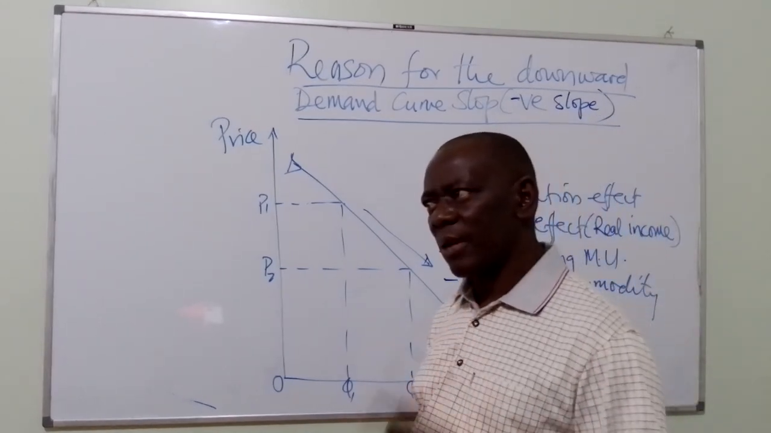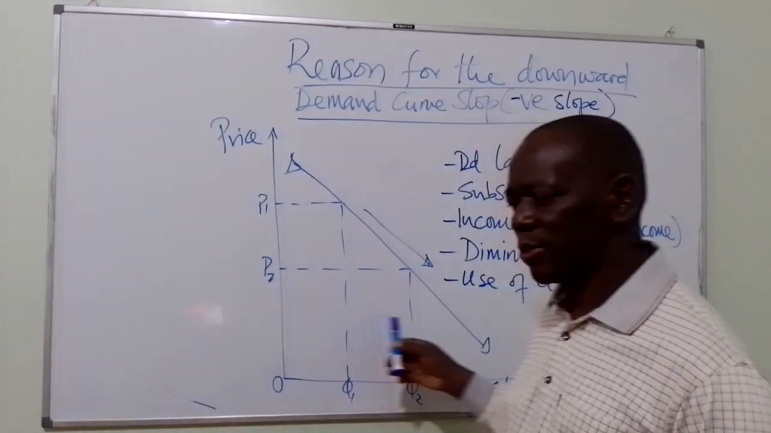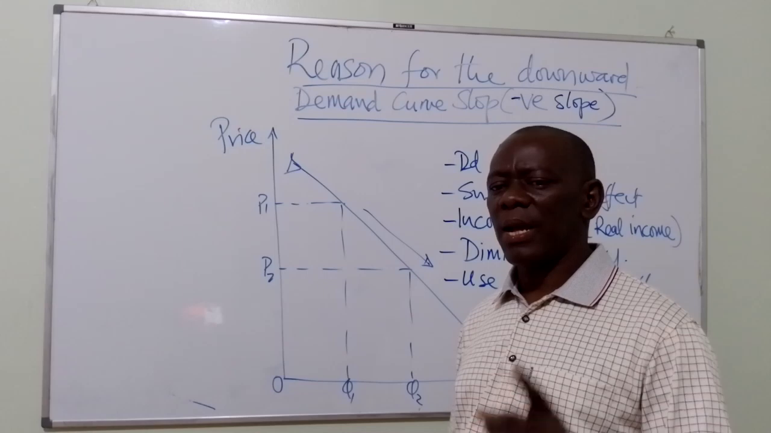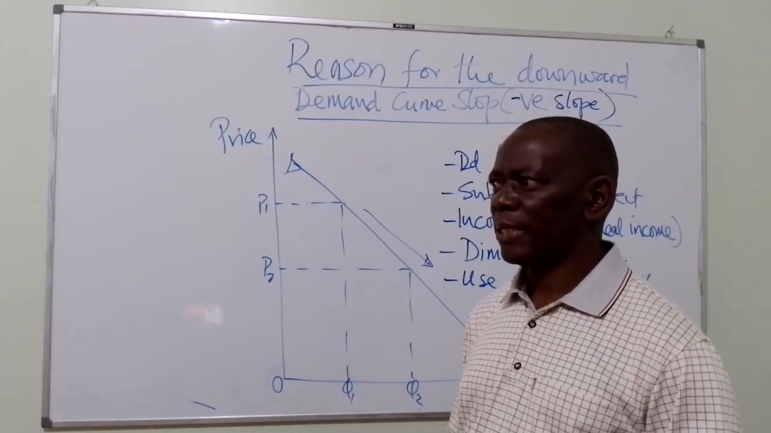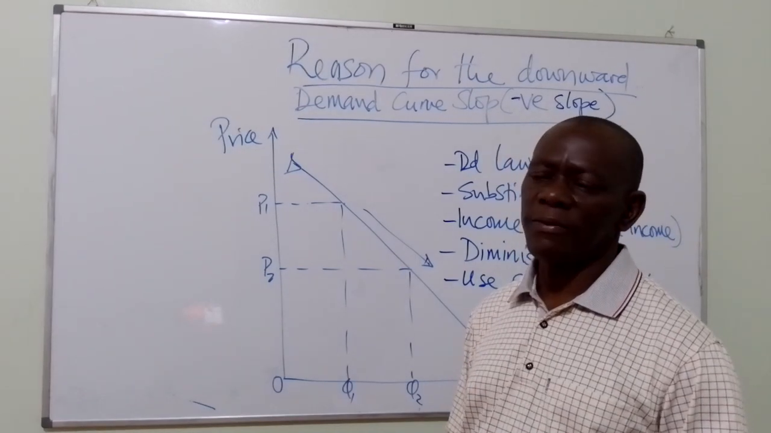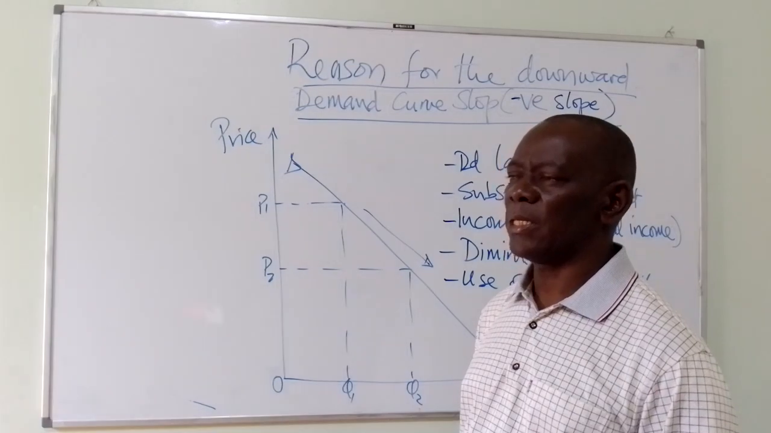Commodities which don't have substitutes, in most cases, don't have this downward slope. If a commodity has no substitute at all, which is a pure monopoly, that commodity is not going to have this downward slope. It will be a perfectly inelastic curve.